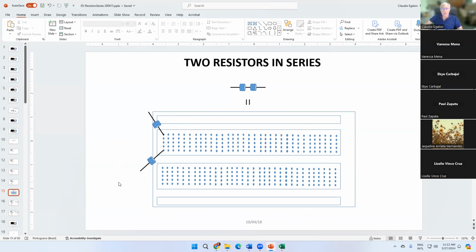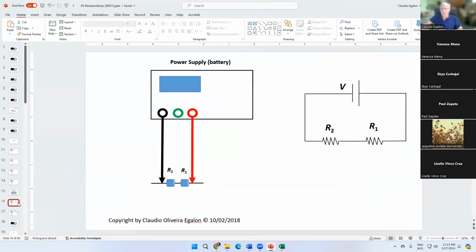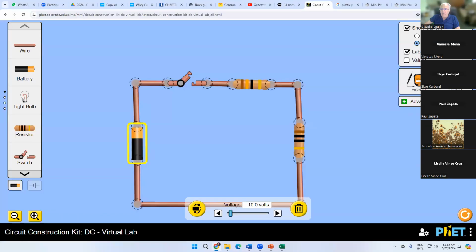Connecting one resistor in series with the other resistor, and then we close the circuit. That's the circuit diagram that we have. This thing is the same as this thing here. Of course, this one is a simplified drawing of this one, which, by the way, is the same as this one that you see here. The only difference is that this one has a switch that the other ones don't have.